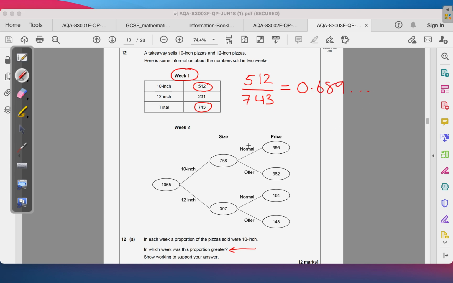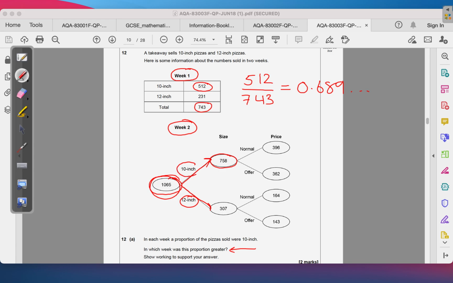So we need to do the same for week 2 now. But the data is represented in a slightly different way. Here we have the total number of pizzas sold, and of this total number, there were 758 10 inches sold, and then there were 307 12 inches sold.